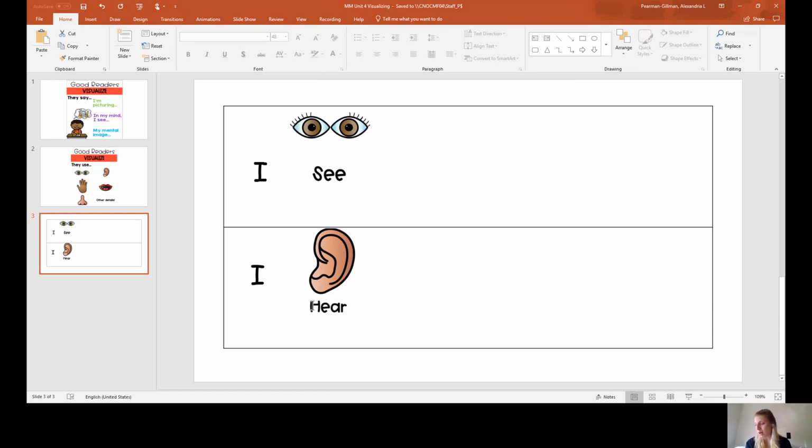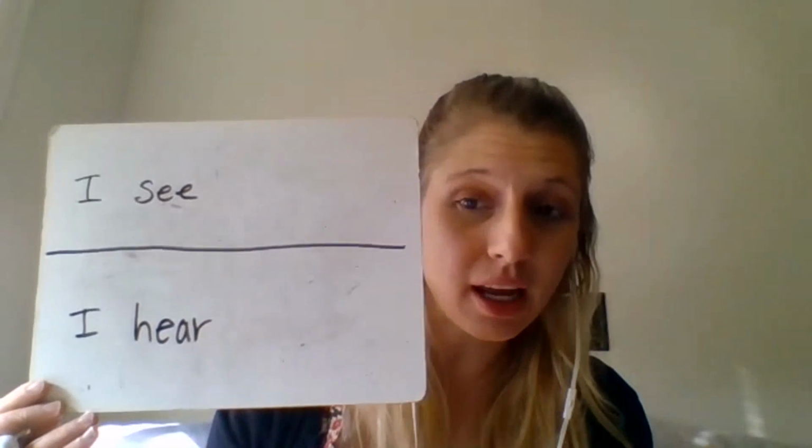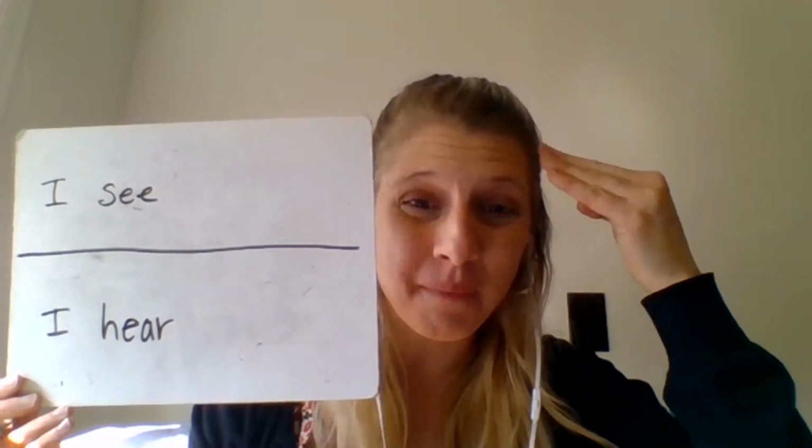So right now, get a piece of paper out and write on your paper, I see, and then draw a line and write I hear. When we're drawing today, you can draw what you see and then draw what you hear all throughout the book. I'm going to ask you, what do you see? What do you hear? Afterwards, you can share what you saw and what you heard in your visualization, in your mental image on Seesaw. Good readers visualize to better understand the books they read. Here we go, friends. Mama's Khimar.